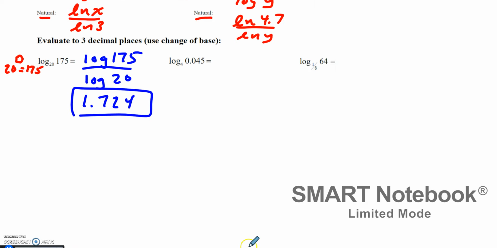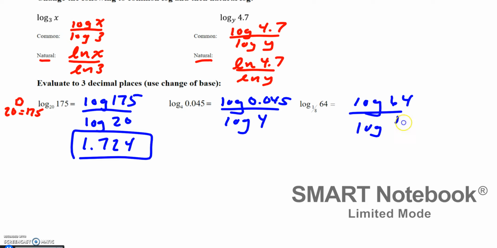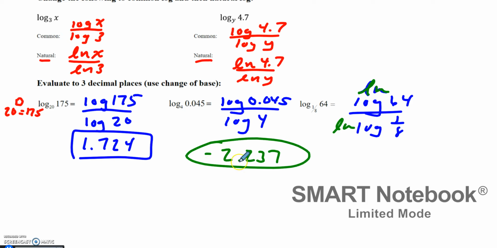If I continued with the same logic, I may not use the calculator each time, but this change of base would be log of 0.045 divided by log of 4. And this one would be log of 64 divided by log of 1/8. And yes, you could use ln in both situations if you'd prefer. In both cases, you get a decimal answer. This one, my answer was negative 2.237. So that's the exponent that would work.